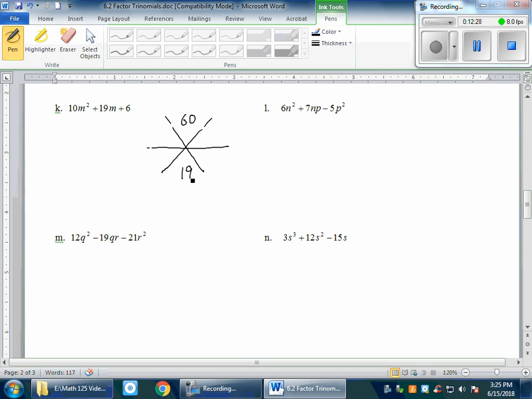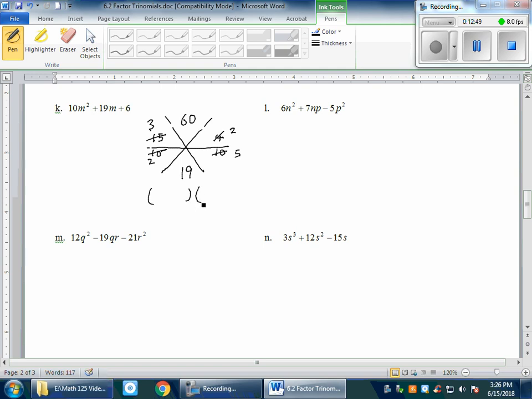So now that must be what? 15 and 4, because 15 times 4 is 60, 15 plus 4 is 19. And then we divide by 10. So this gives me 5 goes into 15 3 times, 5 goes into 10 2 times, 2 goes into 4 2 times, and 2 goes into 10 5 times.